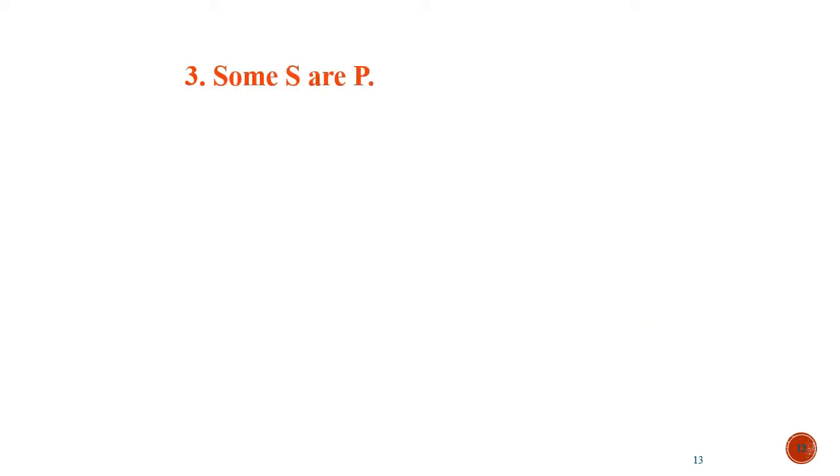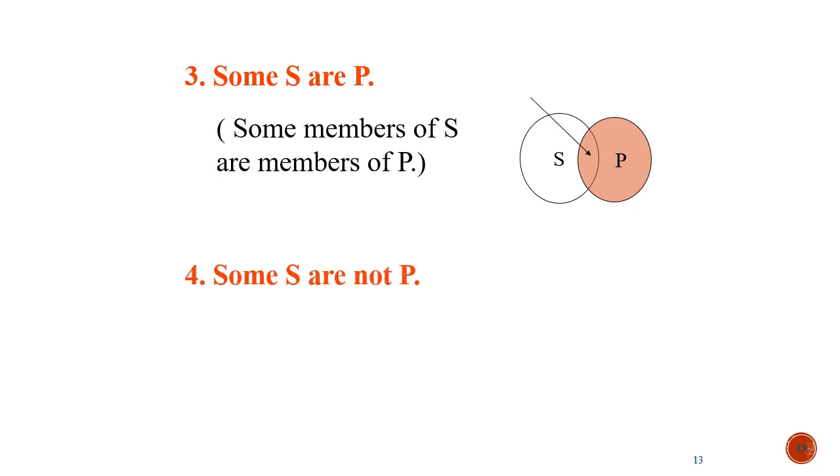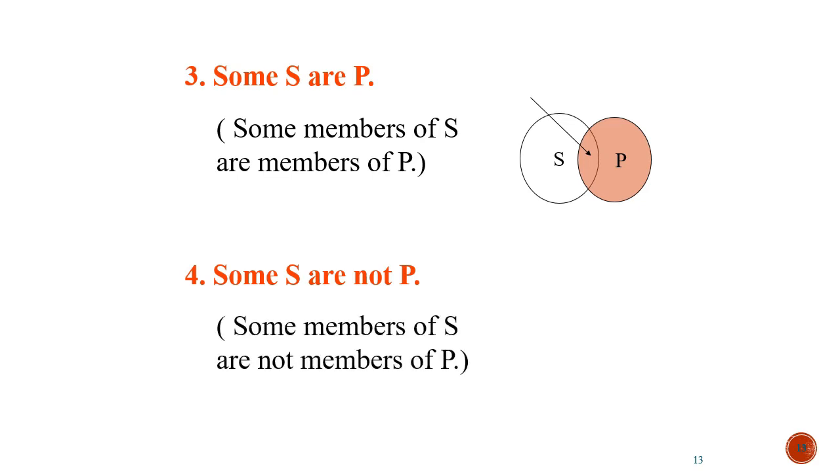Number three, some S are P. Some members of S are members of P. So this looks like a joint set. So some members of S are members of P. So there is an intersection part. And then some S are not P. Some members of S are not members of P. So they are still a joint set, but this is the part that we're talking about.